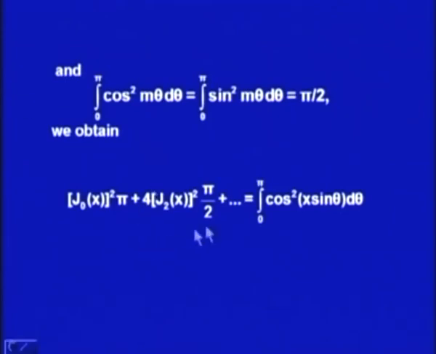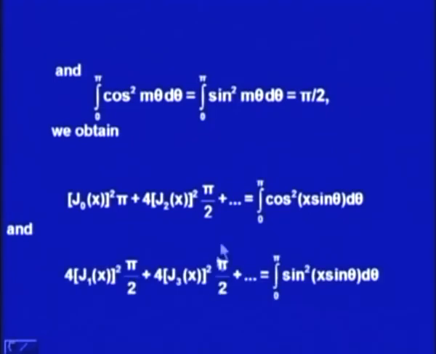equal to integral 0 to pi cos square (x sin theta) d theta, and 4 times (J 1 x) whole square into pi by 2 plus 4 (J 3 x) whole square into pi by 2 and so on equal to integral 0 to pi sin square (x sin theta) d theta.